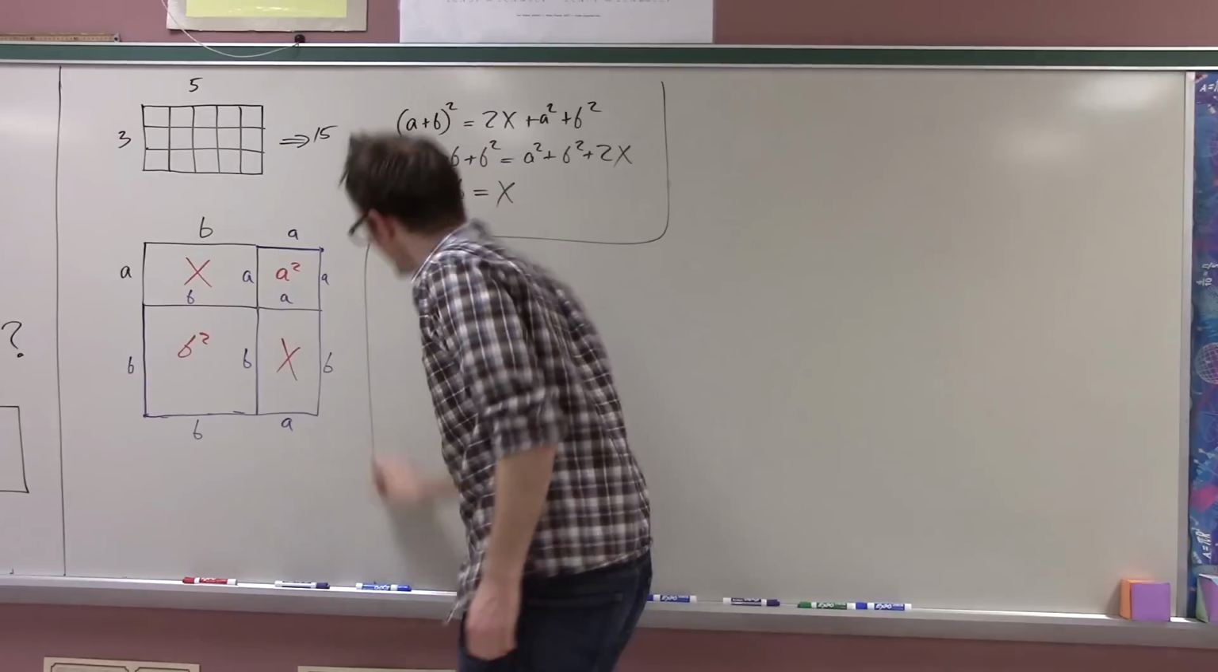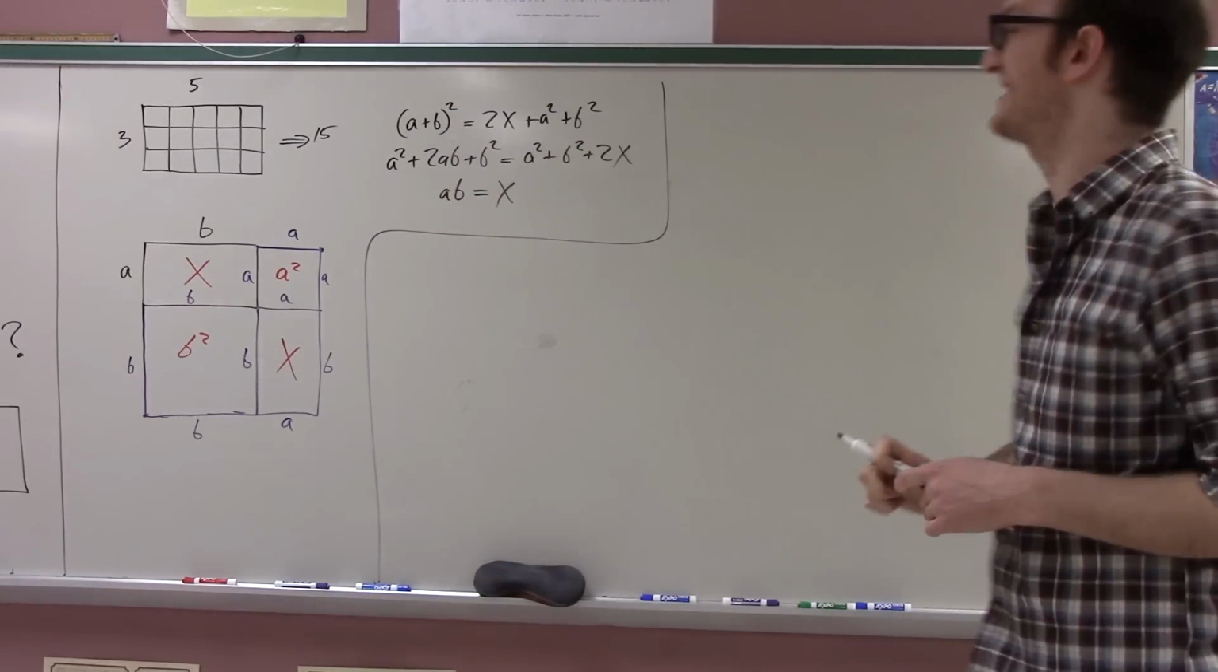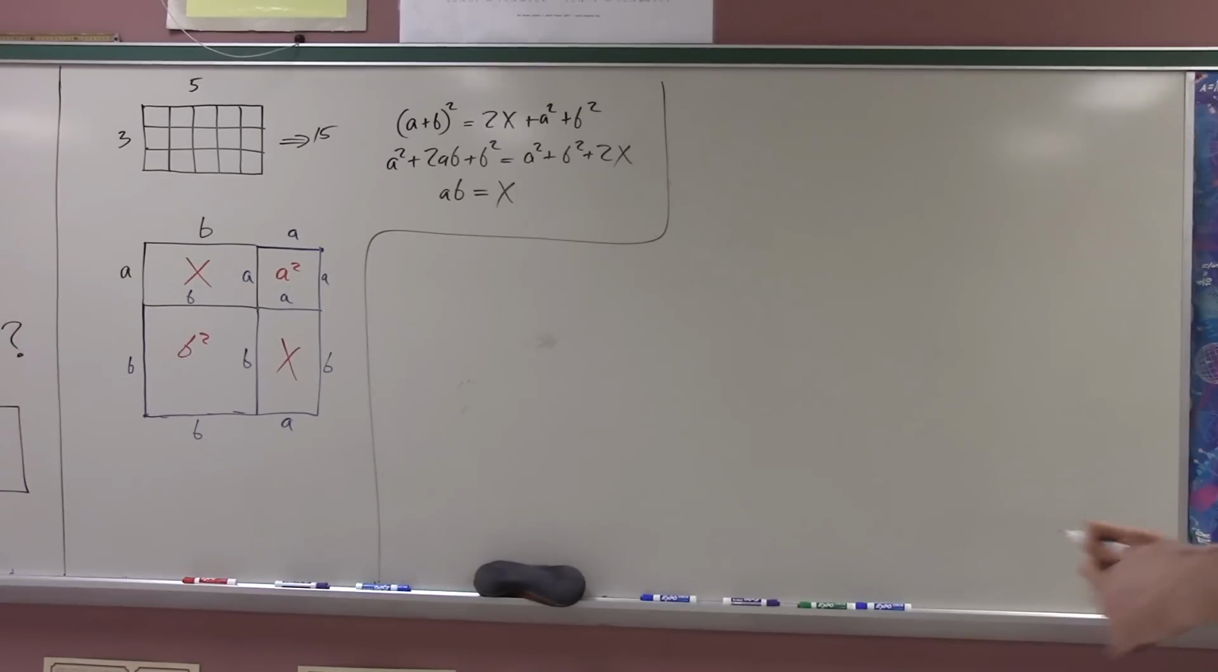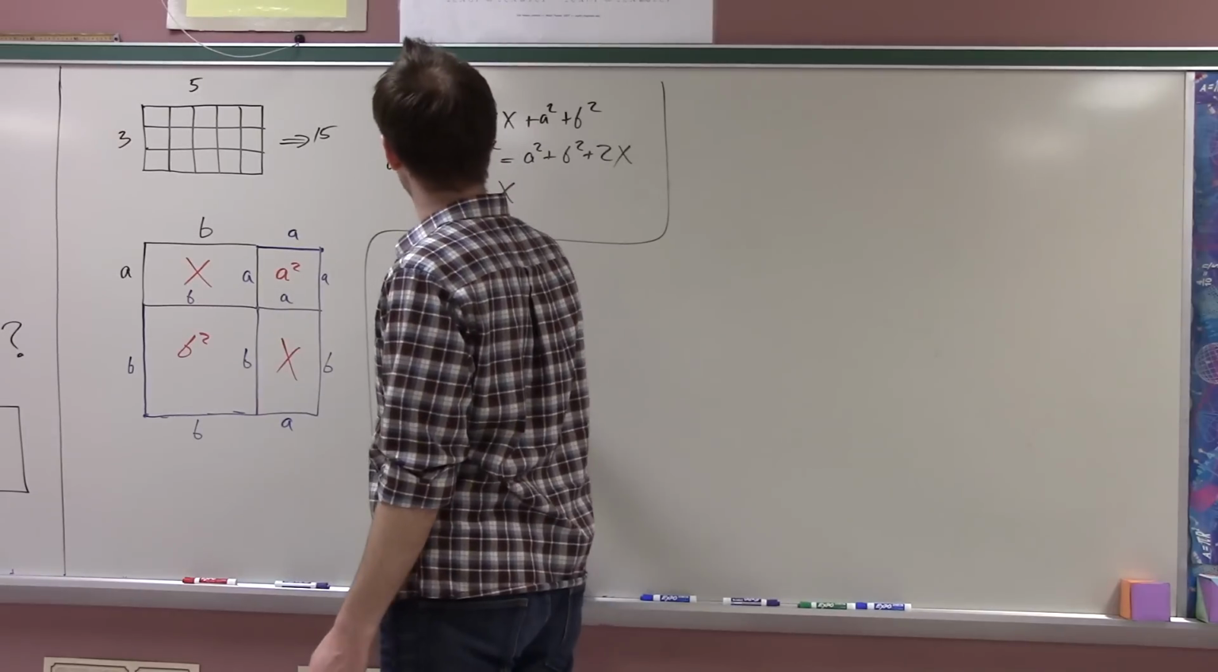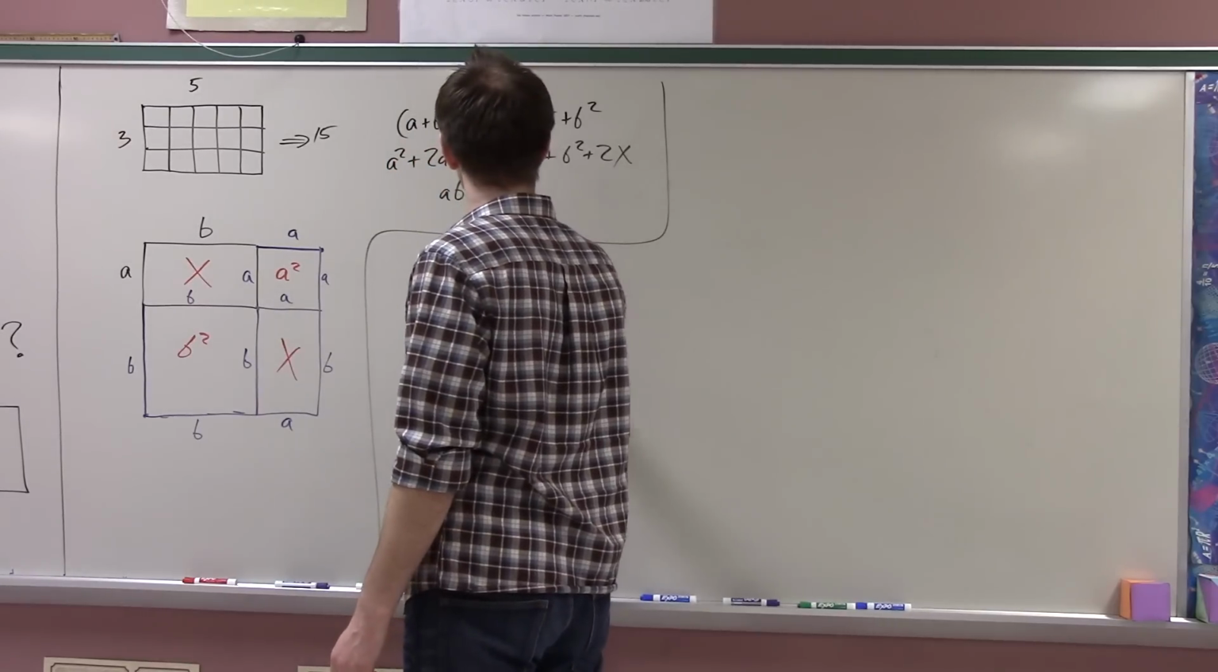All right. Now we're going to go a lot faster. I know how to find the area of a square. I know how to find the area of a rectangle. Let's find the area of the next simplest object, and that is a right triangle.